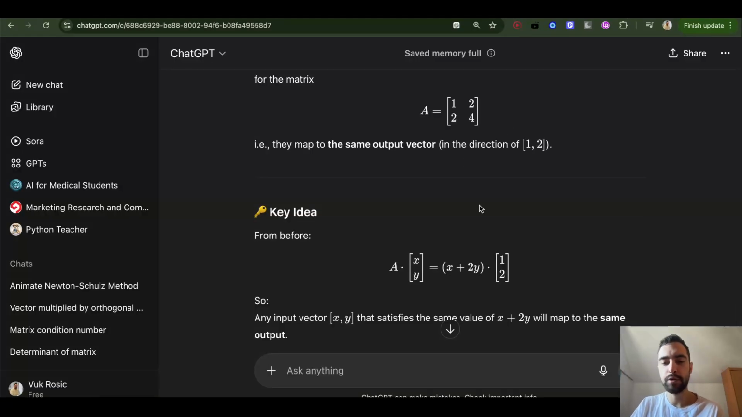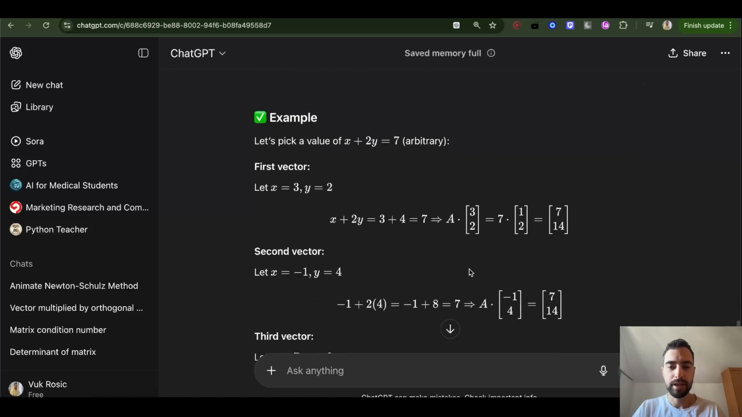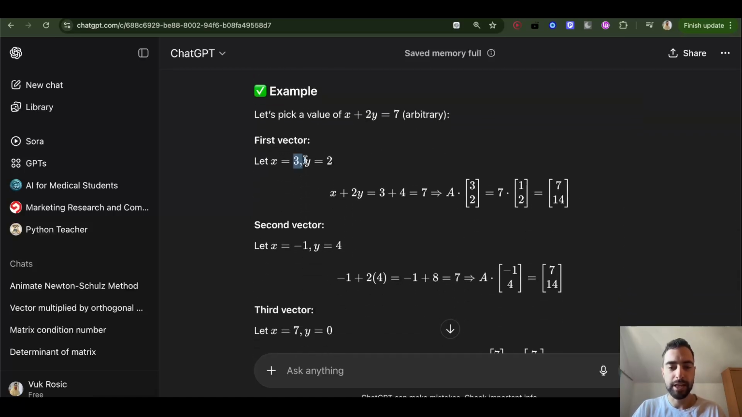In this case, if you do some math, you will find this criteria: every x and y coordinates, every vector that has the same result when you say x plus 2y, any x and y that have the same result will map onto the same spot. And there will be infinitely many of those for every point on the line. So for example, if you have 3 and 2, and minus 1 and 4, both of them will map to 7, 14.